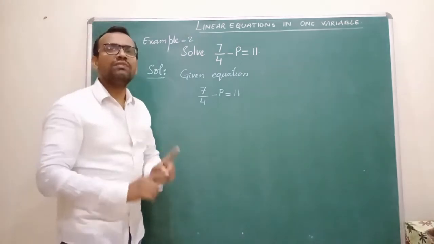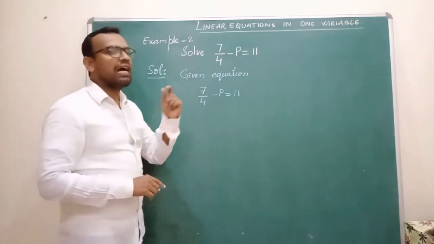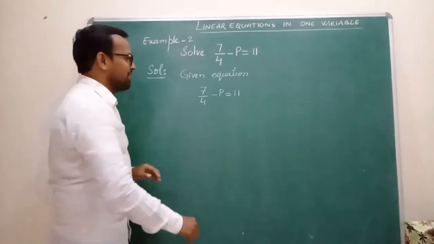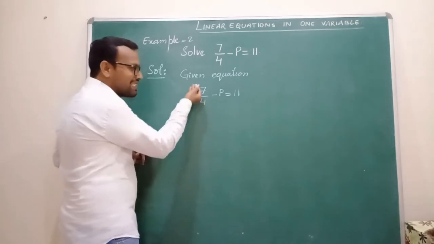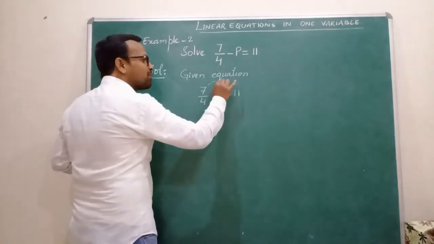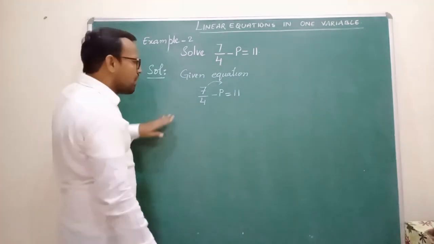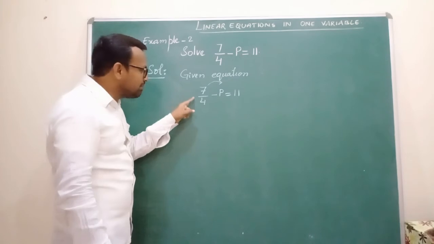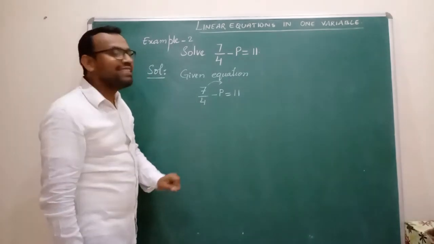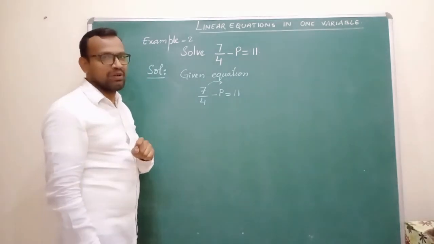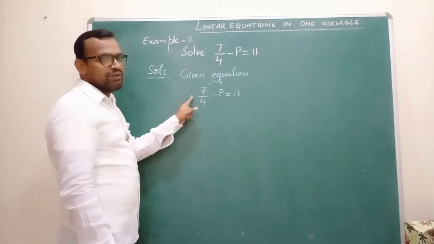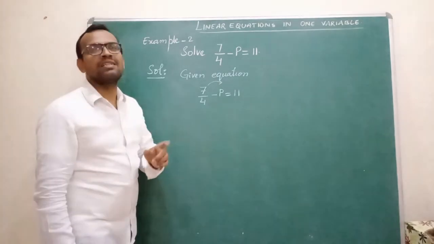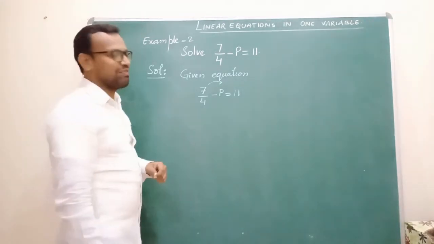Now, what do we have to transpose? Other than the variable term, the remaining terms we have to transpose. So what is the other than variable term? 7 by 4. Let me transpose 7 by 4 to the other side. What symbol is present before 7 by 4? Do you find any symbol here? No. That means it is plus. Okay. Plus 7 by 4 is transposed to the other side. Then it becomes, yes, minus 7 by 4.